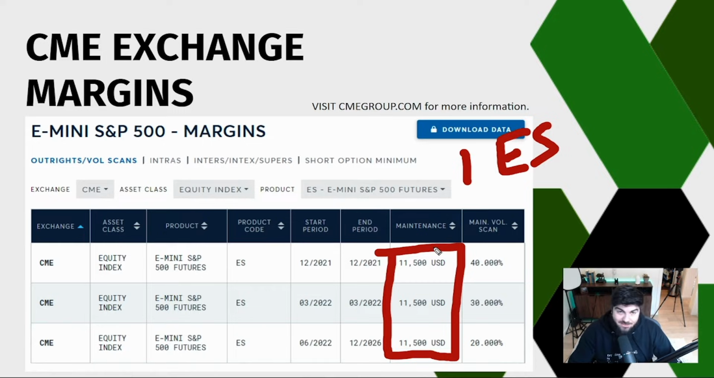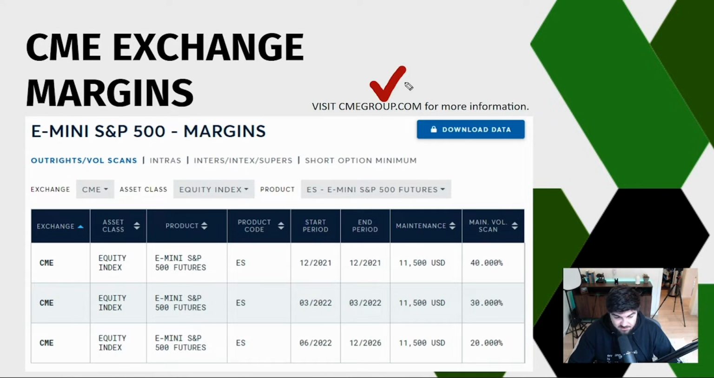Now to get the latest margins, because when this video is recorded, it may not be what the margin is at the moment, you could easily visit cmegroup.com and do a margin check under the product. There's a specific tab that says margin that you can click on and get this updated information. For the purposes of this video, let's just assume it's going to be 11,500.